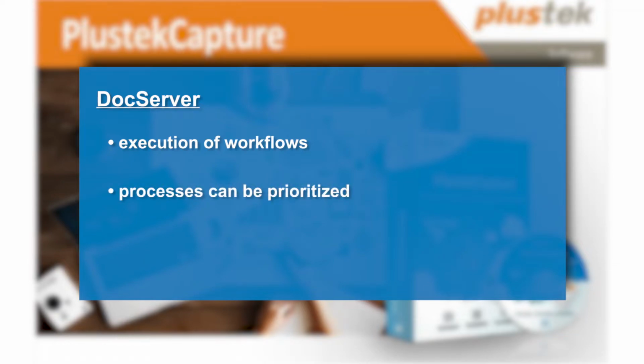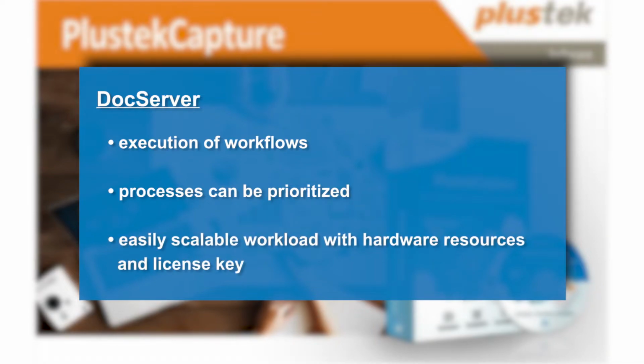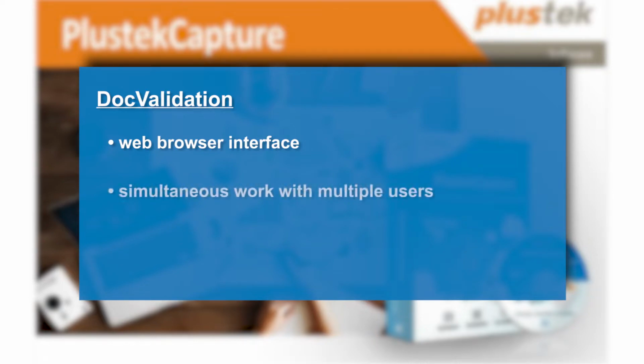Doc Server is used to execute workflows that can support multiple processes simultaneously. Each process has its own input and output folders. Depending on the processing requirements, different processes can be prioritized. Depending on the license key and the resources of the hardware, the processing volume can be easily scaled. Doc Validation is a web browser interface that allows multiple users to work simultaneously to check and correct errors in extraction results.